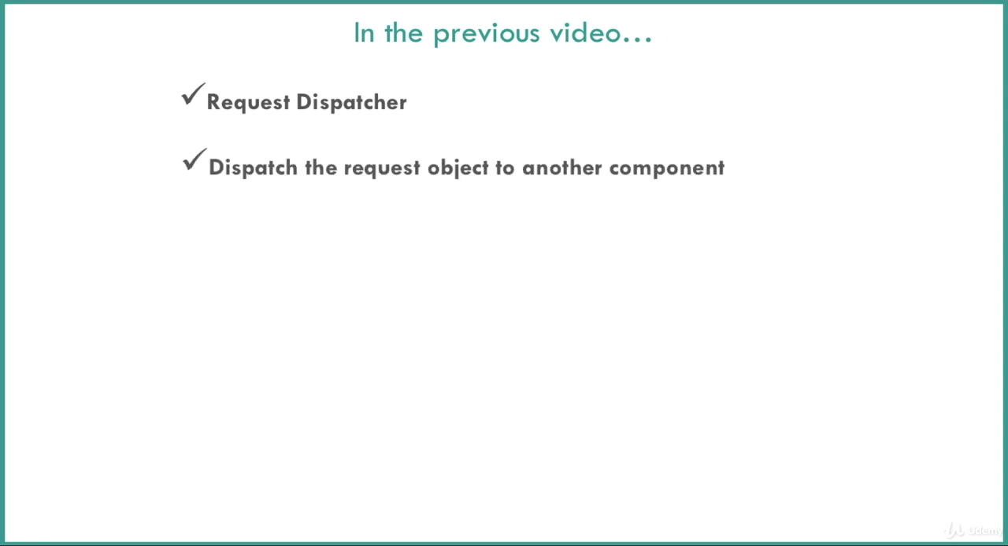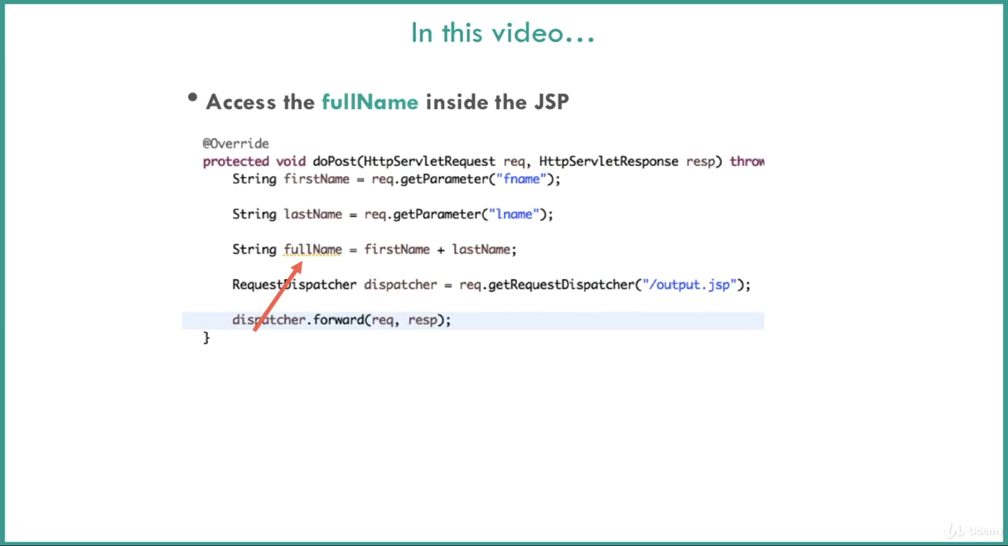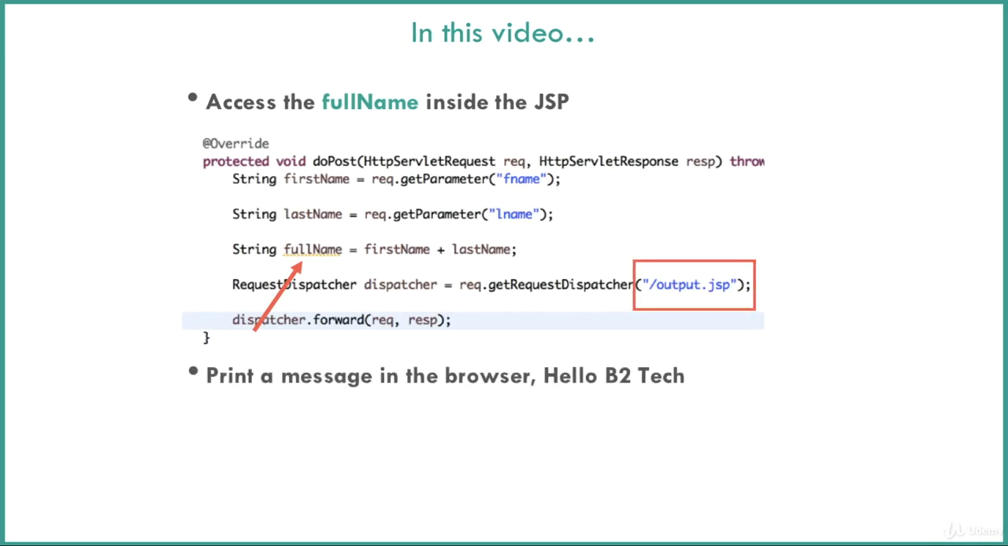In the previous video, we discussed the request dispatcher. We also discussed how to dispatch that request object to another component in the same application. We also created our very first JSP and printed a message in the browser. So in this video, let's try to access a full name inside the JSP and print a message in the browser saying hello B2Tech, or whatever name the user enters.